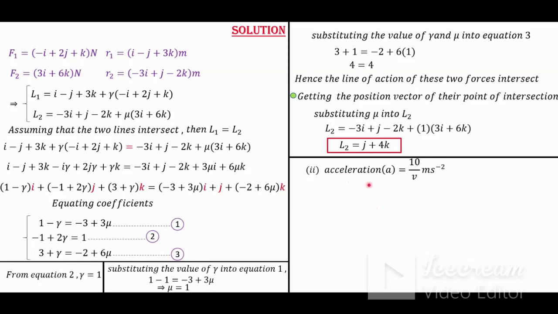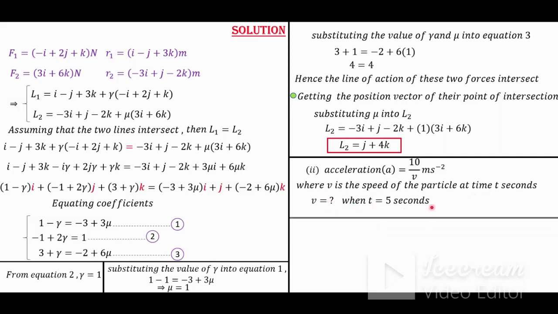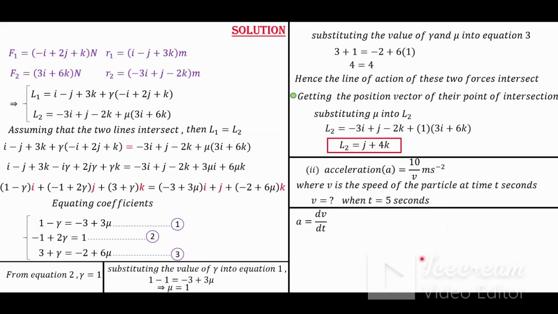In question 6, part 2, we are given an acceleration a equals 10 divided by v meters per second squared, where v is the speed of the particle at time t seconds. We are asked to determine the speed v when the time t equals 5 seconds. To do this, we know that acceleration is simply the derivative of velocity with respect to time. That is, a equals dv/dt.